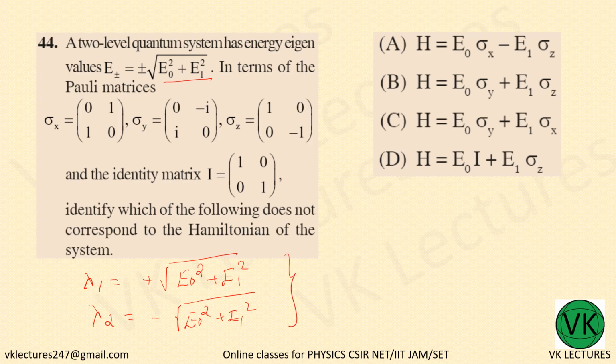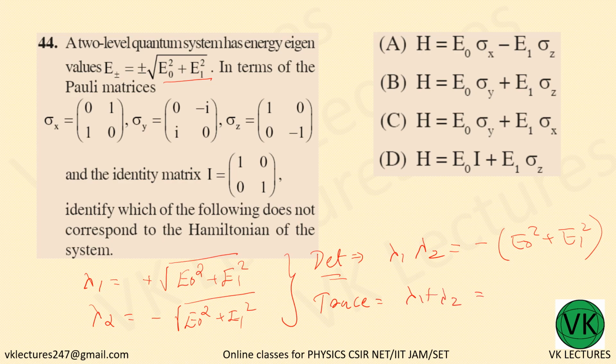Now the determinant of the matrix will be equal to λ1 times λ2, which is equal to minus (E0² + E1²). So our matrix formed by this quantum system has a determinant of minus (E0² + E1²). Then the trace of that matrix will be equal to λ1 + λ2, which is equal to 0.